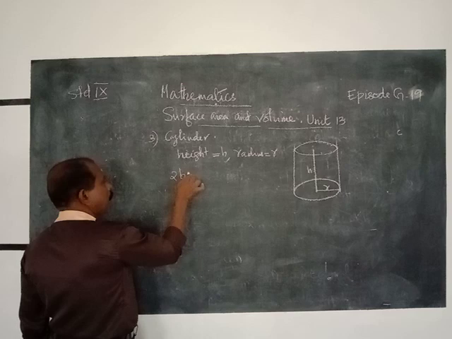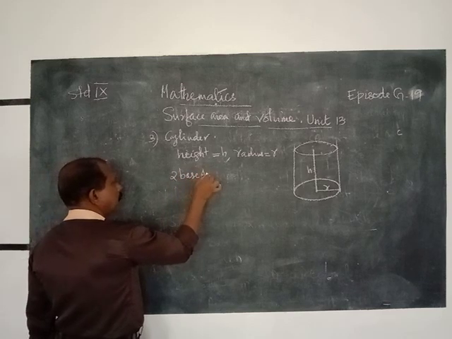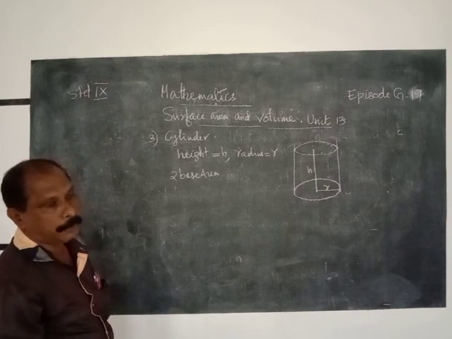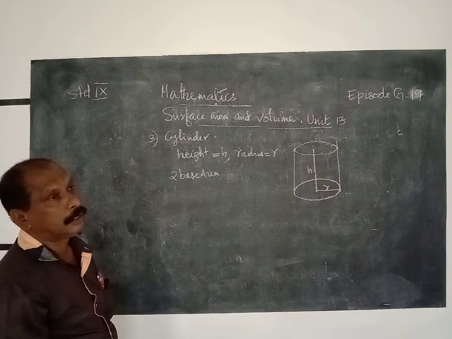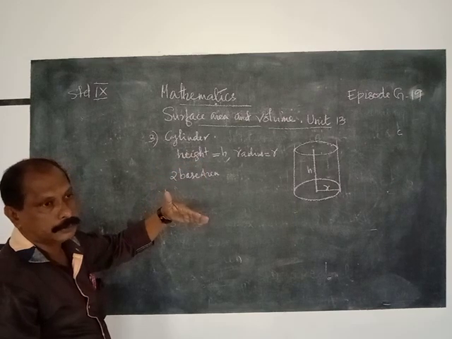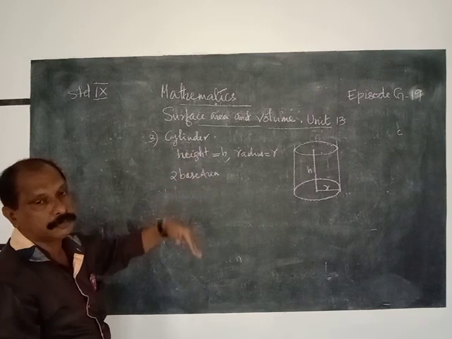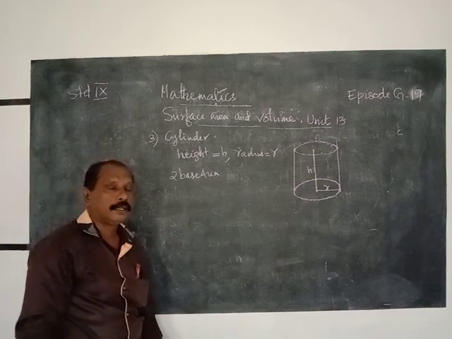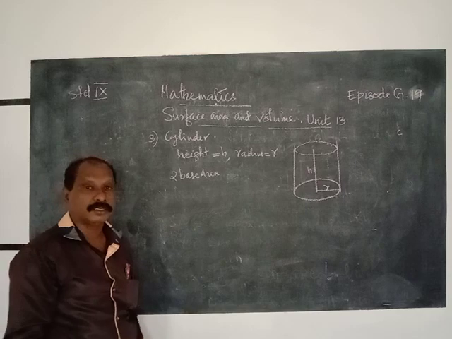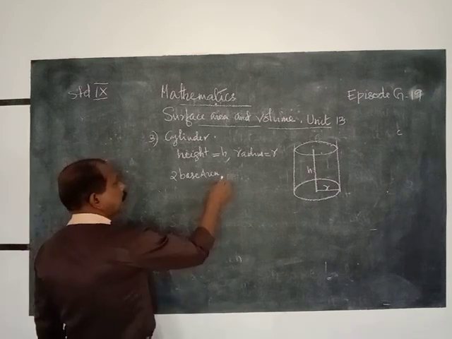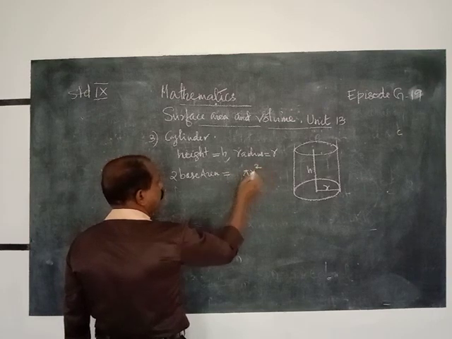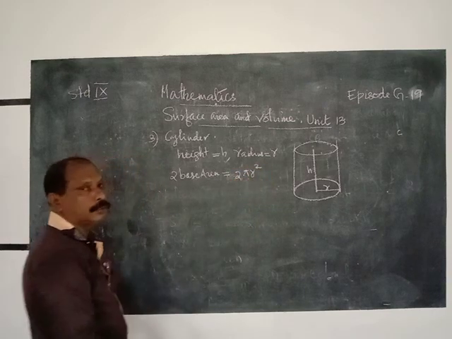Therefore, 2 base area. How many circles? Only 3 circles. The circular part with the 2 bases, and the lateral surface is not a rectangle, but it is a curved surface. Therefore, for a cylinder there are 3 surfaces, 2 circular bases and 1 curved surface. Therefore, base area is equal to, what is the area of a circle? Pi r square. Therefore, 2 pi r square is the 2 base area.